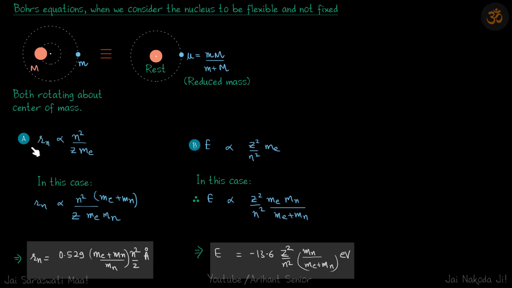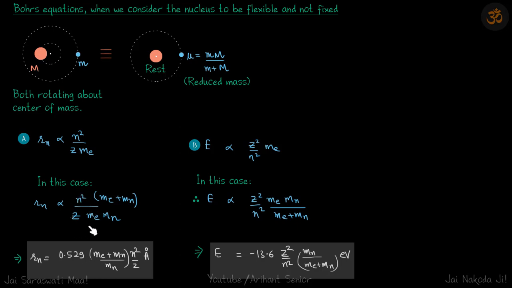So let's do that. We know that the radius of nth orbit is proportional to n square by z upon me. So this was our original equation. But now for the reduced mass, we will write this as Rn is proportional to n square by z me mn upon me plus mn. Now, if you remember this 0.529, that was calculated by using the mass of the electron. Its value, which was 9.1 into 10 to the power minus 31, was included in 0.529. So we'll do that again.